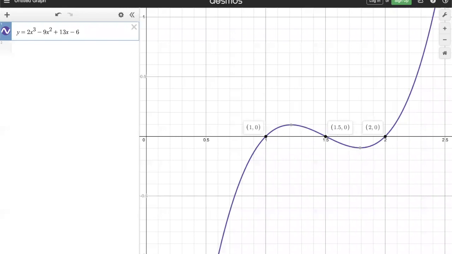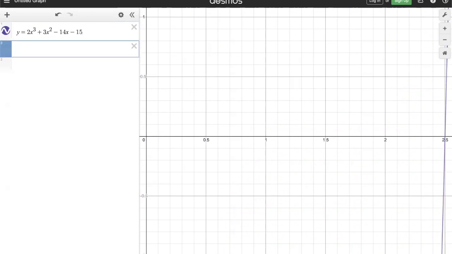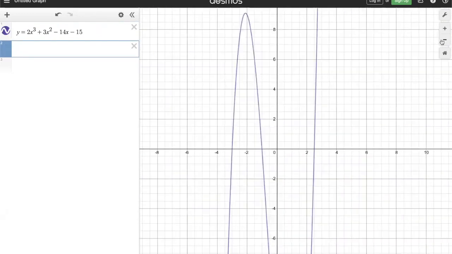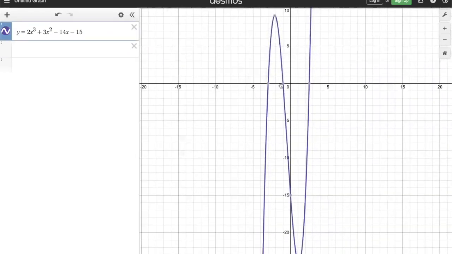There we go. So graphing that thing, y equal to 2x cubed plus 3x squared minus 14x minus 15. Here's my graph. Let's zoom out a little bit so we can see the graph there. We can definitely see that there's 3 x-intercepts. Sometimes they're going to be ugly, and it's not going to work so nicely. But when they're nice, you go, okay, great. I can see that my answers are -3, -1, 2.5.